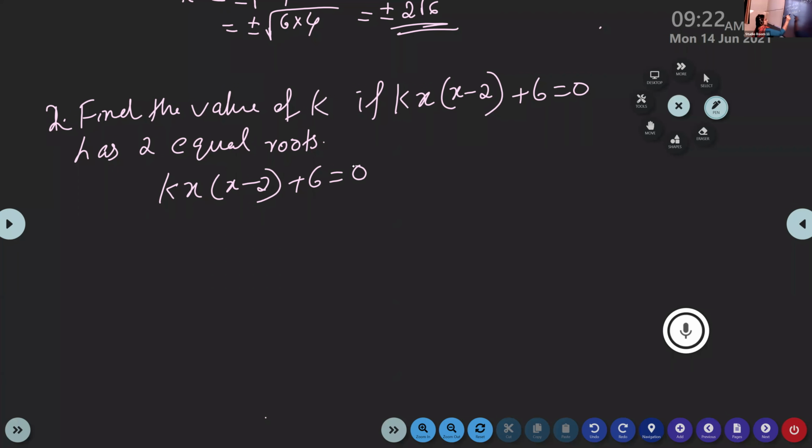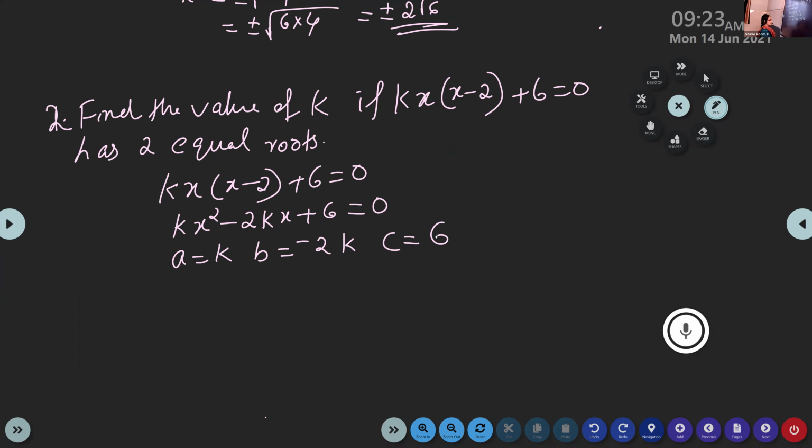First of all, multiplying: kx square minus 2kx plus 6 equal to 0. Now it is in the quadratic form. Kx square minus 2kx plus 6 equal to 0. Here a equal to k, b equal to minus 2k, c equal to 6.